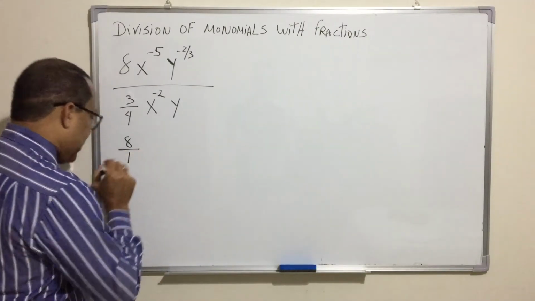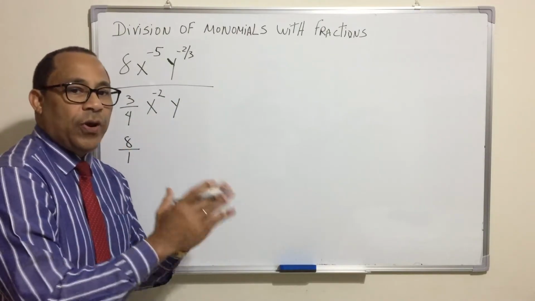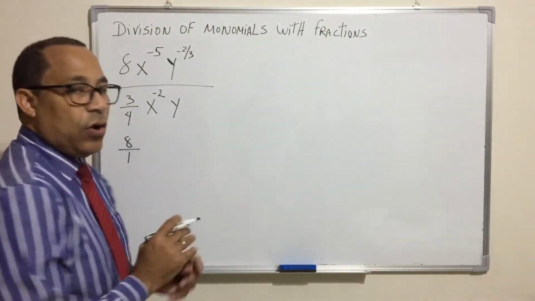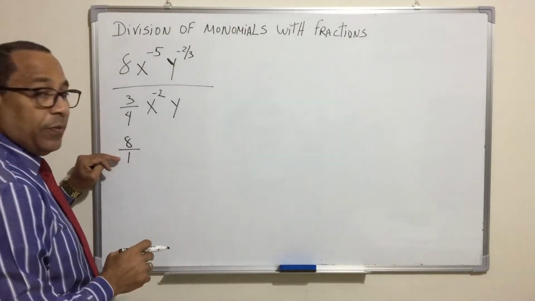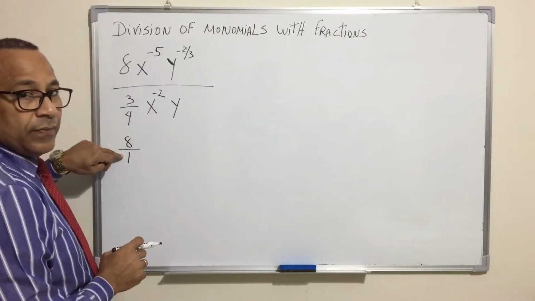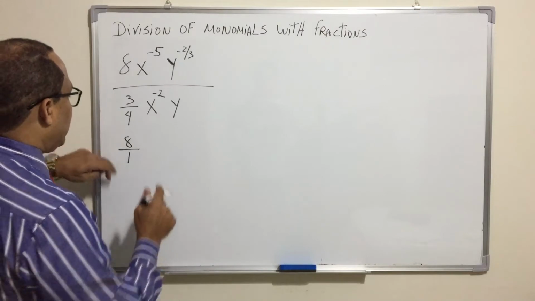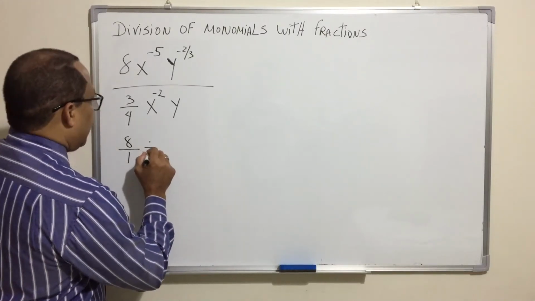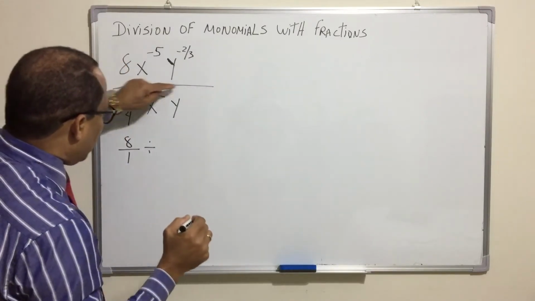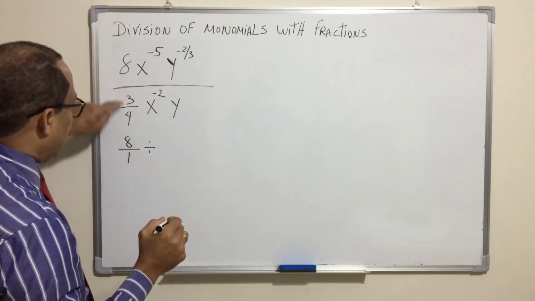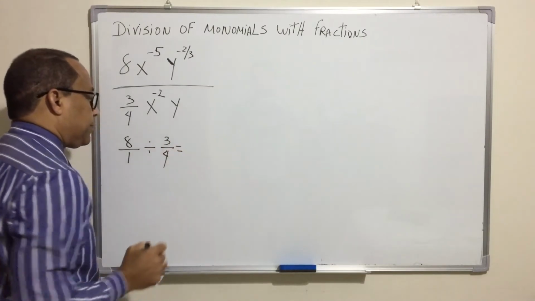This is the key to understand the division of a whole number and a fraction. The 8 is a whole number, but even though it's a whole number, it does have a denominator, which is the number 1. All whole numbers do. So this is 8 divided by 1, divided by, I'm dividing because I'm dividing the coefficients, 8 divided by the fraction, which is 3/4, equals.